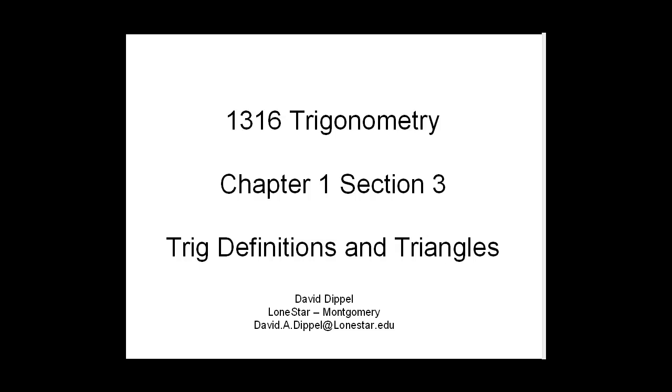We're dealing with Section 3, Definitions of Trigonometry Functions and Triangles. We first need to look at some definitions. That is, if you have an angle in your triangle, if you go farthest away from it, that's called opposite. If you go right next to it, that's called adjacent. And then the longest side is the hypotenuse.